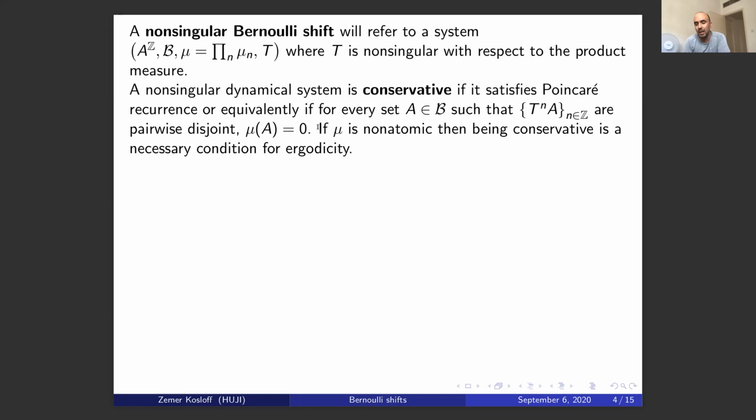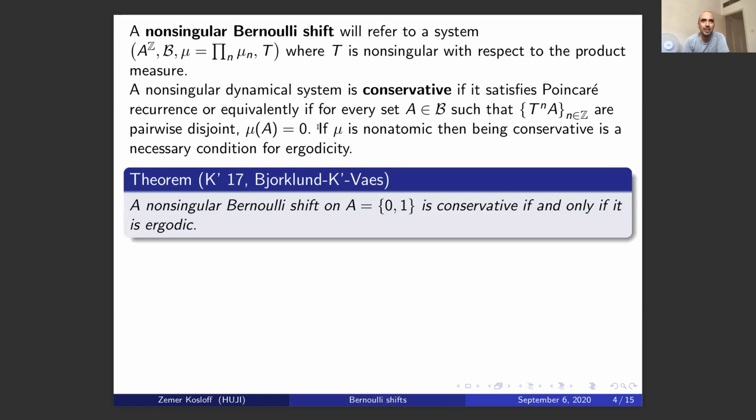But for the case of Bernoulli shifts, a result of myself from approximately 1977, which was afterwards extended in a joint work with Bjorklund and Weiss, says that the converse is also true if you're asking about Bernoulli shifts on two symbols. So if we have a non-singular Bernoulli shift where the state space is just two symbols, then being conservative is equivalent to being ergodic.